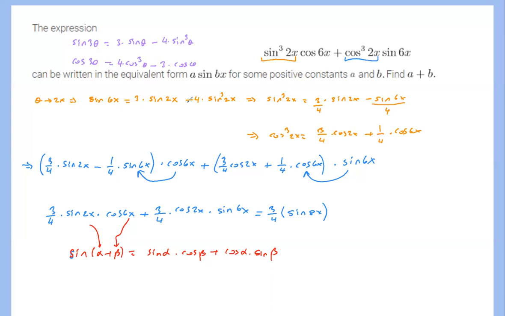And we are done, because we want to write the whole expression in this form, which is what we did. So a is just 3/4, and then b is the number before the x, which is 8. So if you combine those, you will get 35 over 4.